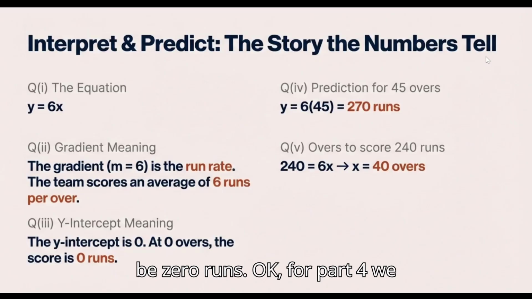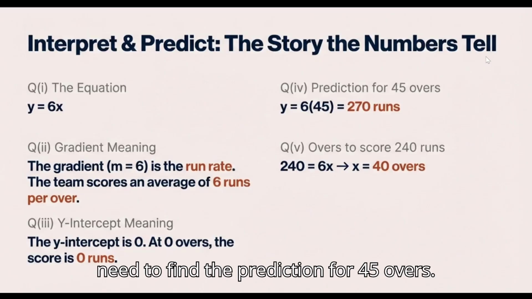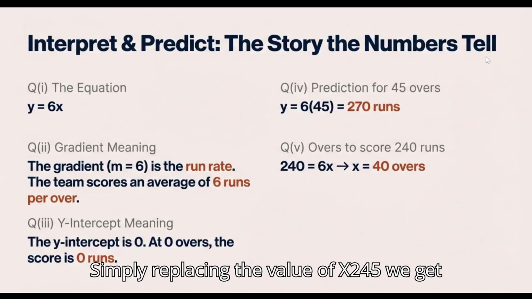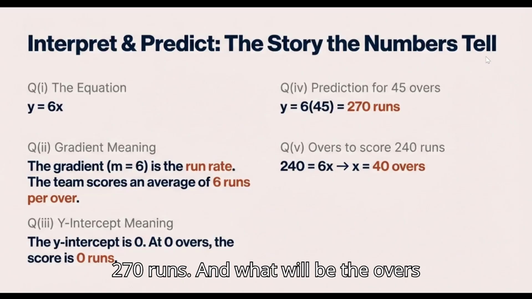Okay, for part 4, we need to find the prediction for 45 overs. Simply replacing the value of x with 45, we get 270 runs.